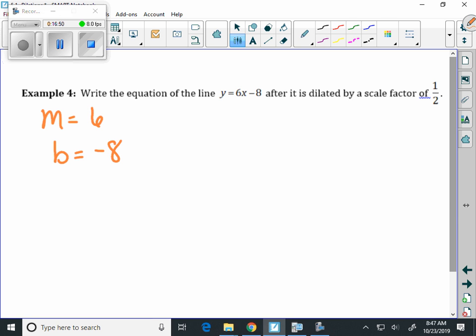But again, with regard to dilations, dilations have the same slope. So when we write this equation, it's going to be y equals 6x. And what we're going to actually dilate now is the y-intercept. Instead of -8, we're going to take -8 times the dilation, which is 1/2, and half of -8 is -4.